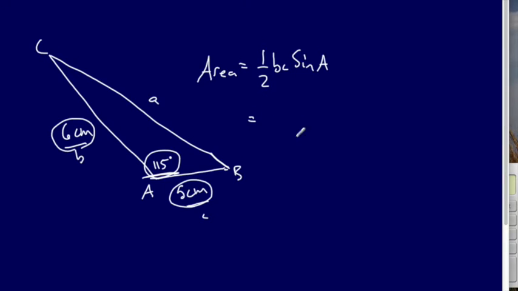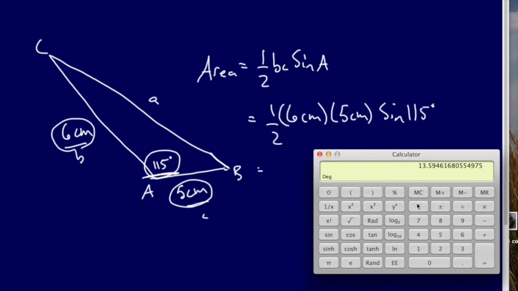So now that we know which lengths we're using and what angle we're using, we're going to say 1/2. Let's fill in the actual lengths. We know that we have a length of 6 centimeters, we know that we have 5 centimeters, and we know that we have the sine of 115 degrees. So let's actually plug this into our calculator first. We're going to say 6 times 5 times sine 115.